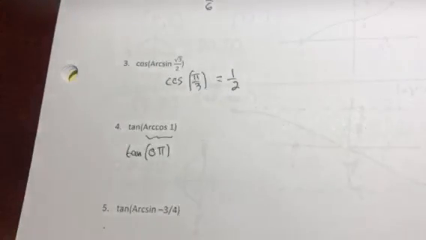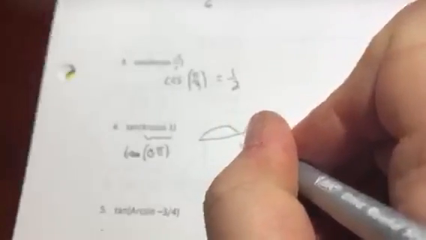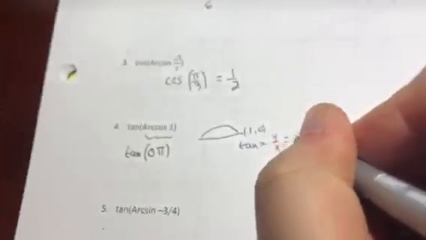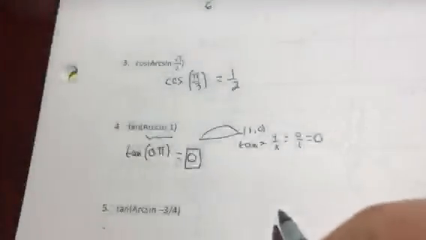And now it's asking, what is the tangent at 0 pi? If you remember, at 0 pi, we're over here at 1, 0, and tangent is sine over cosine, or y over x. So that's going to be 0 over 1, which is 0. So the tangent of the arc cosine of 1 is actually equal to 0.